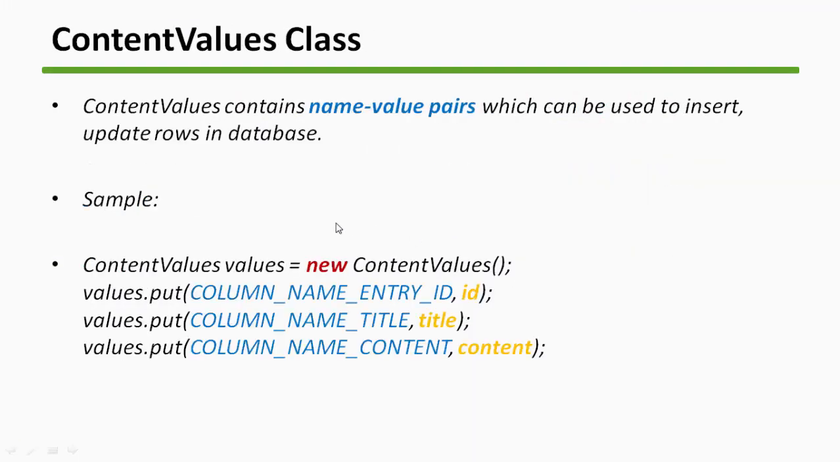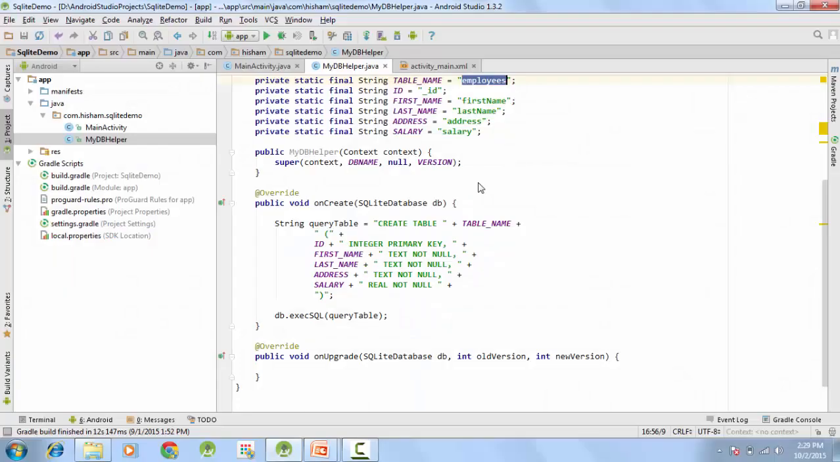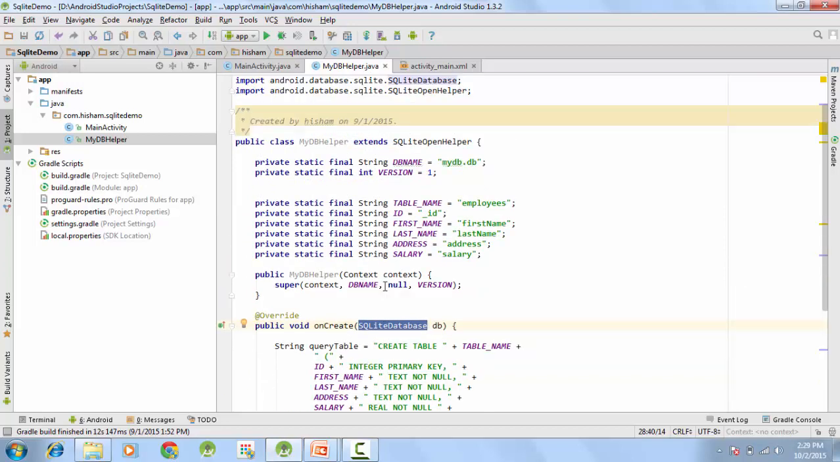Okay, and now what are these CRUD operations? That are create, read, update, insert, delete. All of these operations are present in the SQLite database class. And this method execSQL is also present with the SQLite database class, as you can see. And we get one instance of SQLite database here in the onCreate method. But we have to create our own SQLite DB object, SQLite database object.